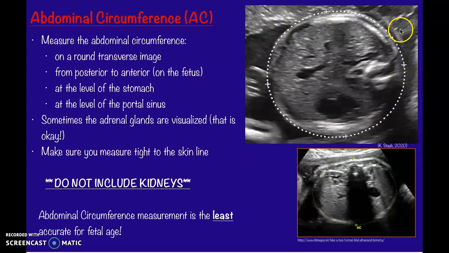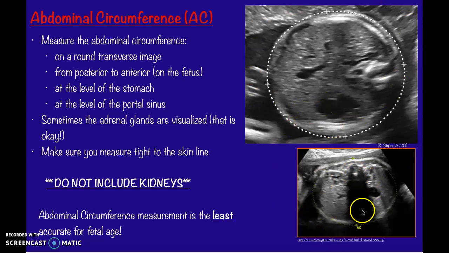So when we look at this image here, we see spine, we see stomach, we see the umbilical portal vein, we see ribs. So when you're measuring, you measure from posterior to anterior. So spine, we're going to go posterior to anterior. You're going to open it up, and you're going to make sure you measure tight to that skin line. So this is a good abdominal circumference image.